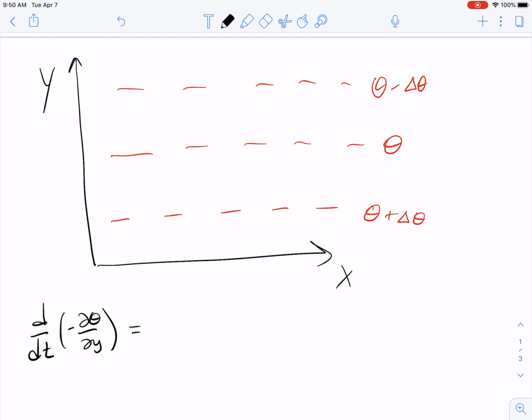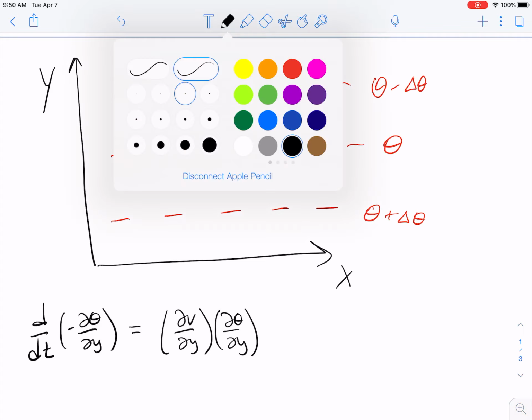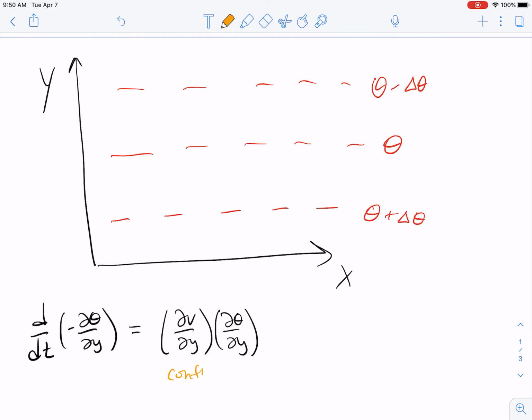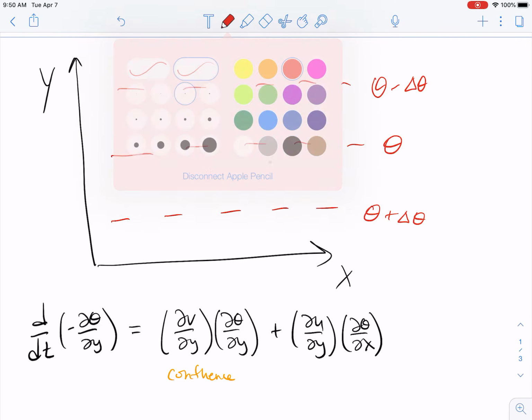And so we're now going to have only parts of those terms we had above. And so let's go ahead and start with our confluence term. Our confluence term now would be dv/dy times d theta/dy. And this would be our confluence term. Our shear term would be plus du/dy d theta/dx. And that would be our shear term.